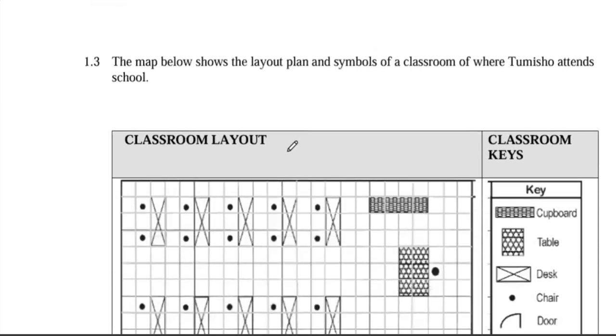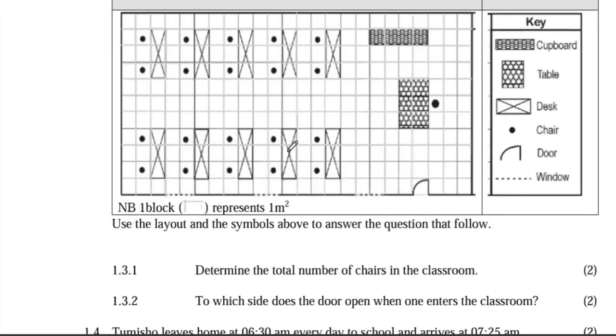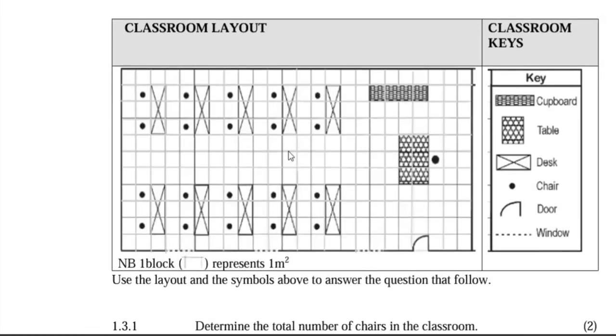1.3. The map below shows the layout plan and the symbols of the classroom where Tomiso attends school. The key explains whatever diagram you see here. This one is a cupboard. Then this is a table for the teacher. Then this is a desk. These small ones here, these are chairs. Yes, the door is this one here. The dotted lines, these ones, are windows.